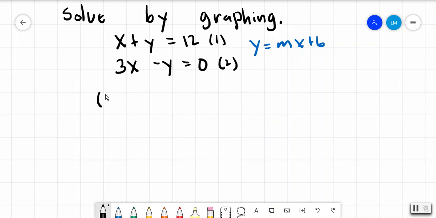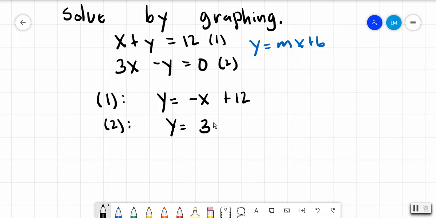From equation 1, if I solve for y, I get that y equals negative x plus 12. What this is telling me is that I have an x-intercept at 12 comma 0 and a y-intercept at 0 comma 12. Now for equation 2, if you graph these two equations, that's going to be y equals 3x.